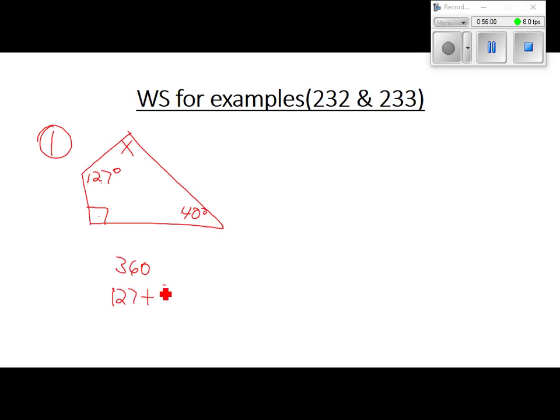127 plus 90 plus 40. Somebody add all that up for us. It's 257. What do we do with that 257? Does that mean that angle's 257? No. Subtract it from 360. What's that give us? 103. So what's x up there? 103 degrees.